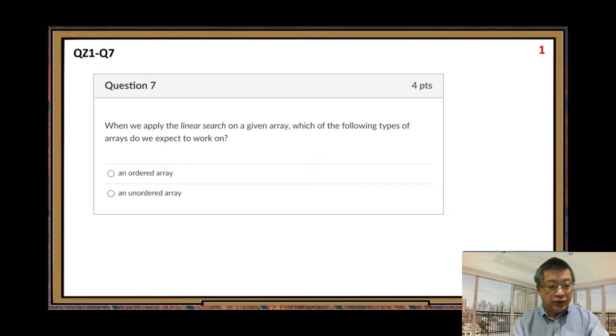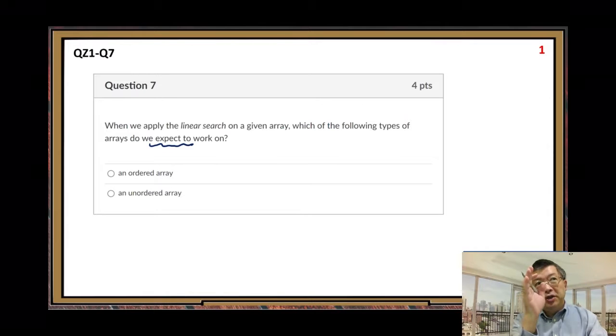First one, question 7. When we apply the linear search on a given array, which of the following types of arrays do we expect to work on? Now, we know linear search is used on unordered arrays. In general, the general case. But if we happen to get an ordered array, we can still apply linear search.